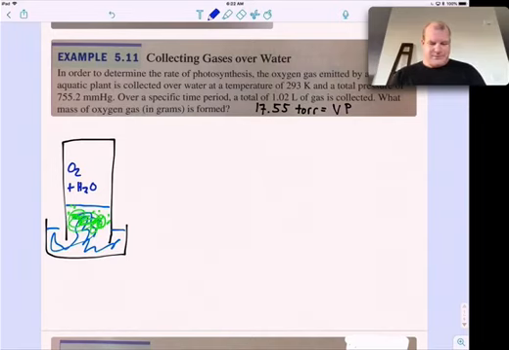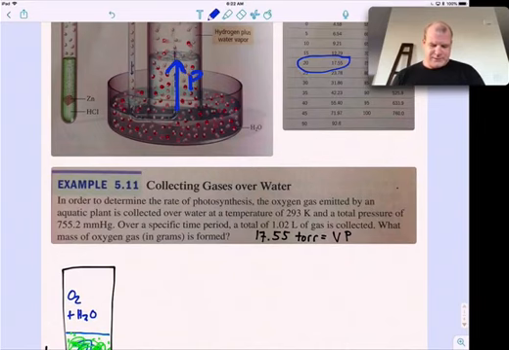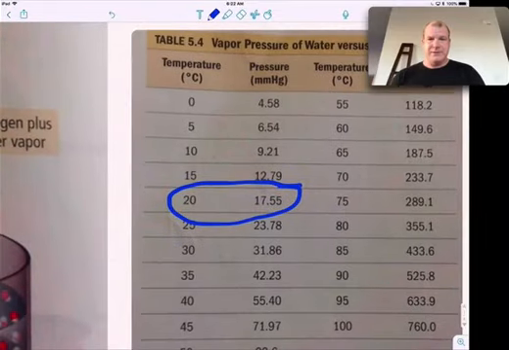In order to determine the rate of photosynthesis, the oxygen emitted by an aquatic plant is collected over water at a temperature of 293 Kelvin and a total pressure of 755.2 millimeters of mercury. Over a specific time, 1.02 liters of gas is collected. What mass of oxygen in grams is formed? So you look at this chart here, 293 Kelvin minus 273, so that's 20 degrees Celsius. And that means the vapor pressure is 17.55, as shown by this chart right here.